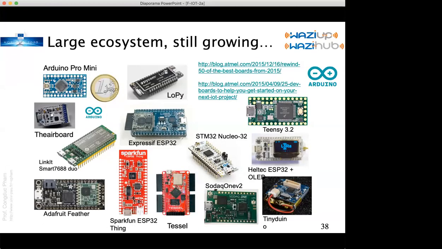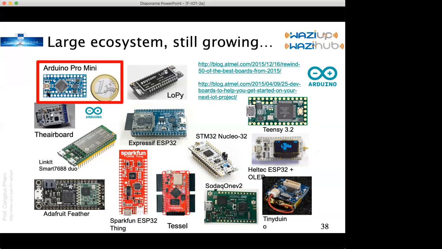I mean, the ecosystem is very large compared to what was on the market 5 years ago. And it's still growing. A lot of these microcontroller boards are very powerful. Look at this one. It has an embedded LED screen here. This one is very powerful. This one can run the Python language embedded in it. So a lot of them are very powerful and very smart.